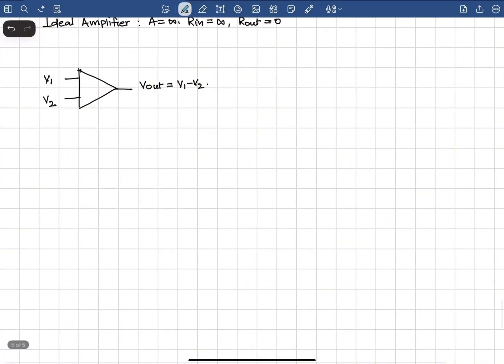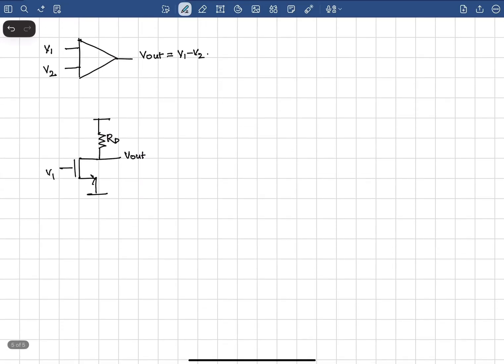So, to have the highest gain, the topology that we can choose is common source amplifier. If I am giving input V1, I'm taking the output here, let's call this RD. So this topology amplifies V1. But like, what if I want to amplify the difference between V1 and V2?